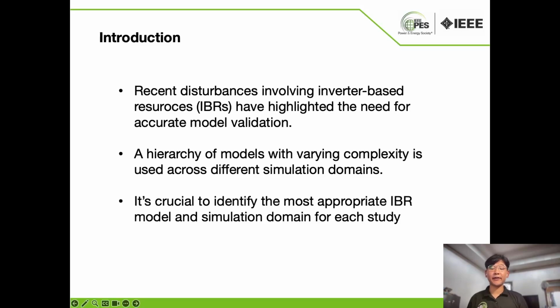Recent disturbances involving IBR have highlighted the need for accurate model validations. IBR, such as solar and wind farms, are increasingly integrated into the power grids, and their dynamic behavior can significantly impact the system's stability. To ensure reliable and safe operation, it's crucial to have models that accurately represent the real-world behavior of these resources.